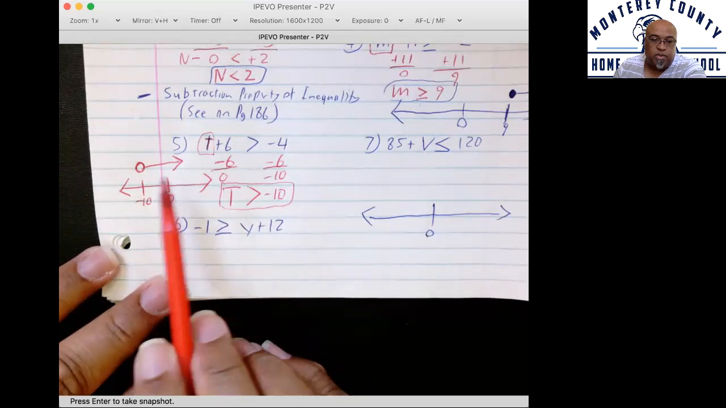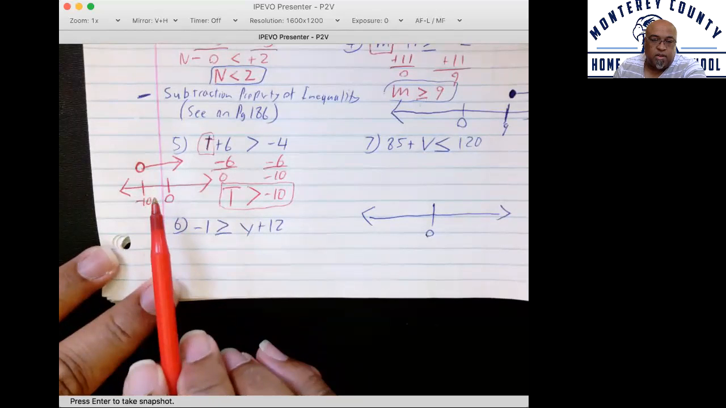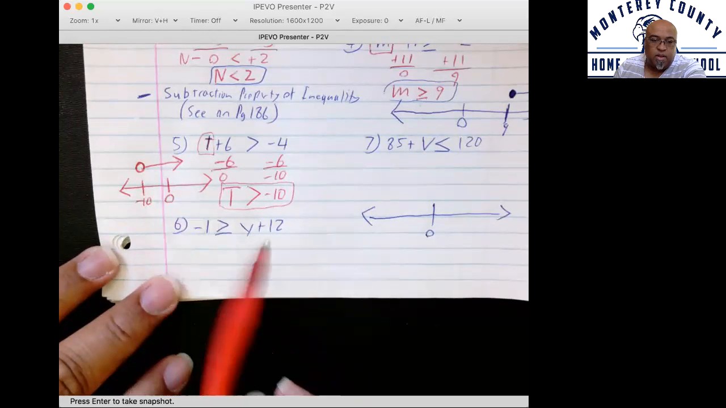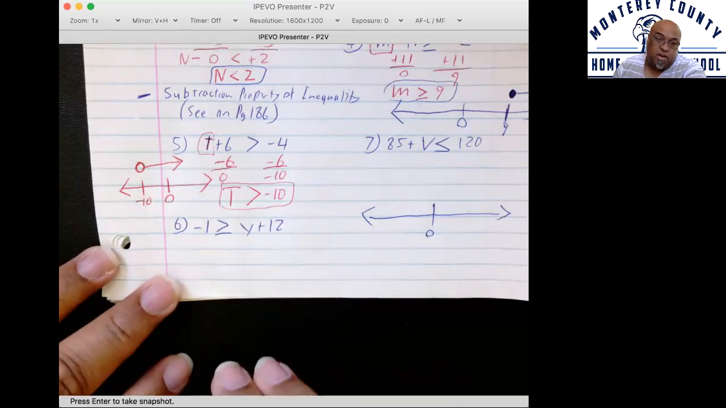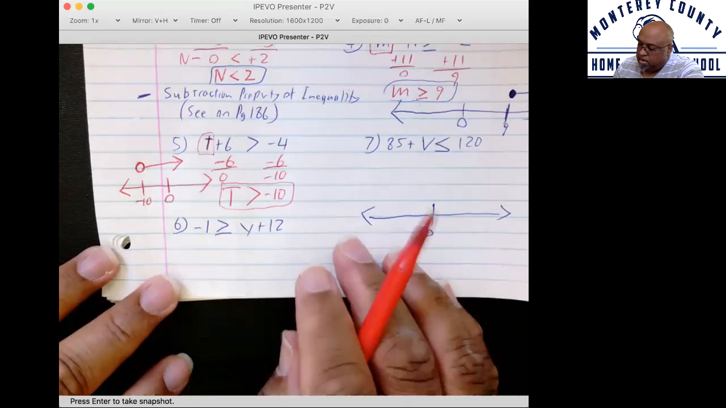Now I want to remind you, because I have an open dot, that does not include -10, it only includes numbers that are larger than -10. So we could say -9, -8, -7, and so on. Okay? All right, let's do question 6.